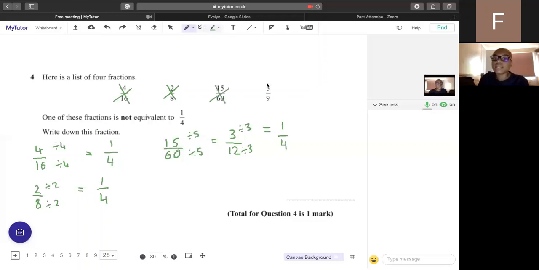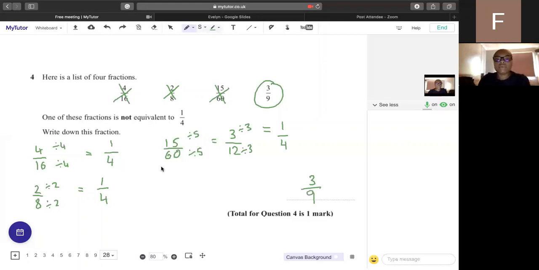So the only one left is 3/9. If we simplify this, it would be 1/3 because they're both multiples of 3. 3 divided by 3 is 1, 9 divided by 3 is 3. So 3/9 is not equivalent to a quarter.